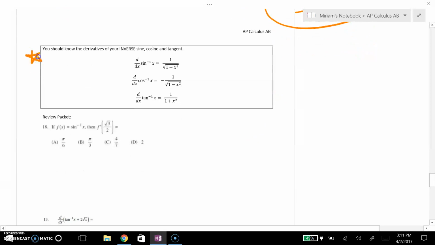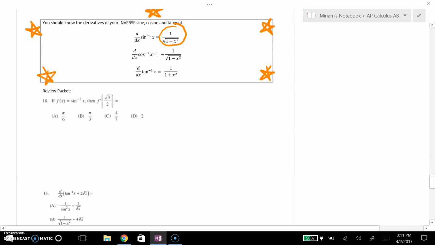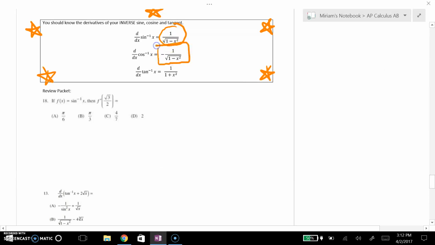So I'm going to put a star here because we've never done this in class, but don't fret because they're simple formulas that you need to memorize, okay? The derivative of the inverse of sine is 1 over square root of 1 minus x squared. We need to memorize this, so put it somewhere where you can start memorizing it. The derivative of inverse cosine is the same as sine, but it has a negative in front of it. The derivative of tangent inverse is 1 over 1 plus x squared, no radicals.